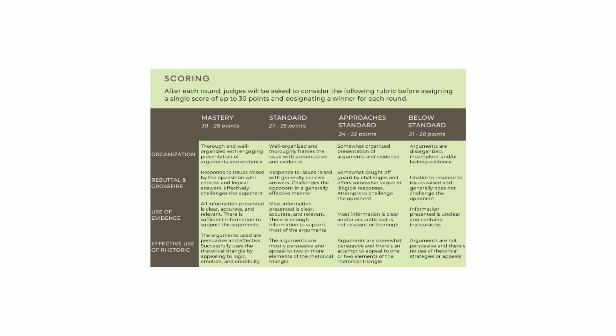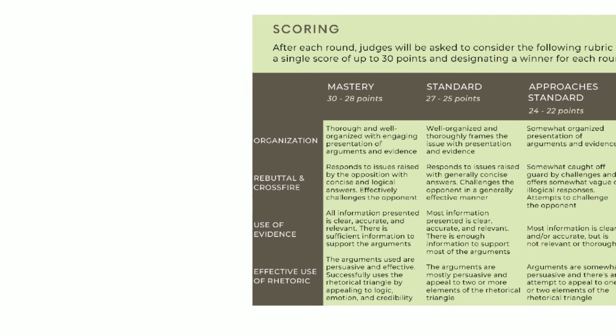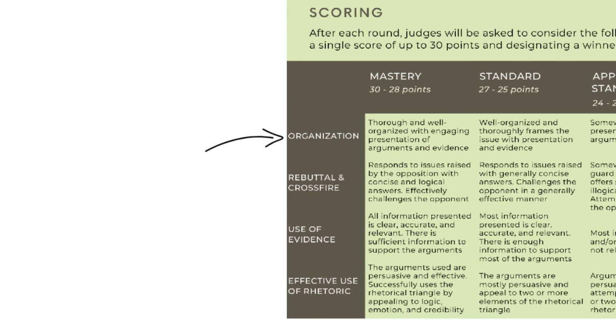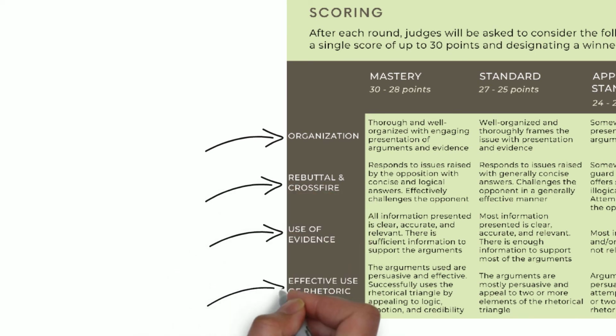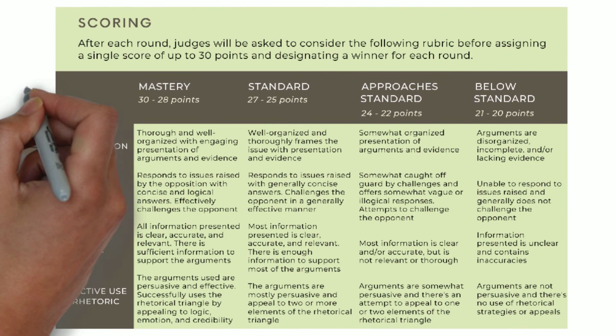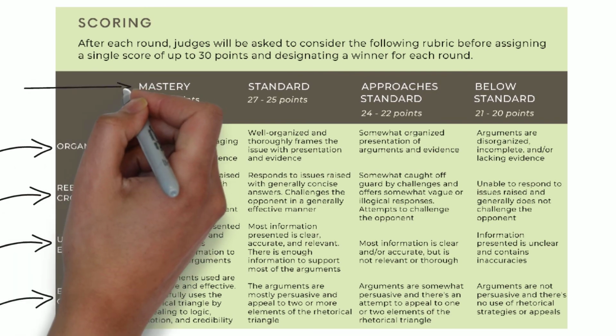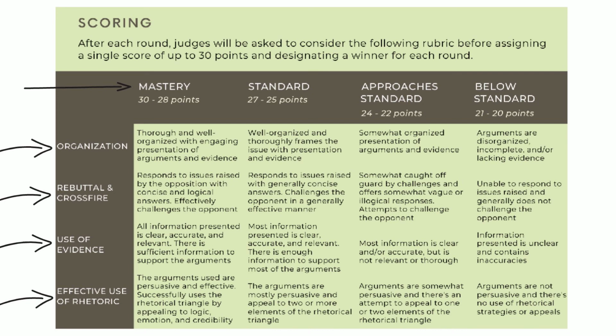Now, on to scoring. Let's take a look at the rubric. You'll be scoring the debaters based on their organization, their rebuttal and crossfire performance, their use of evidence, and their use of rhetoric. At the end of each debate, please assign between 20 to 30 points for each speaker. You can see the criteria for each focus divvied up on the rubric.